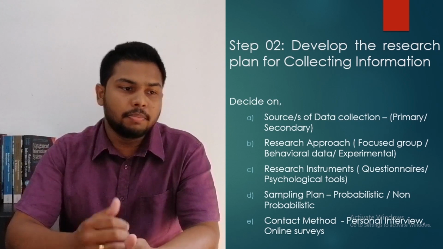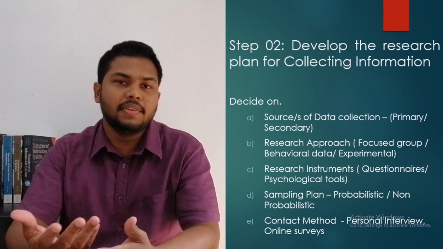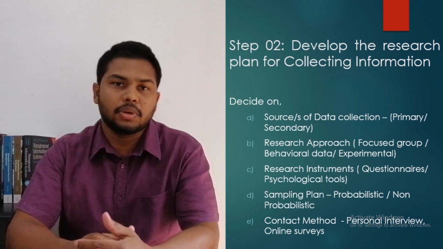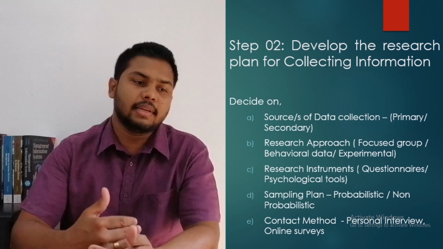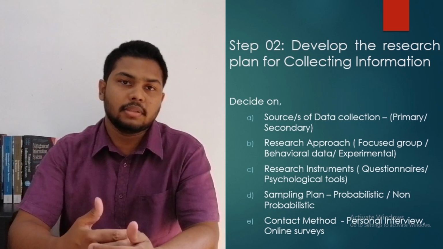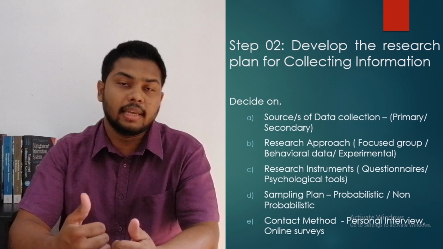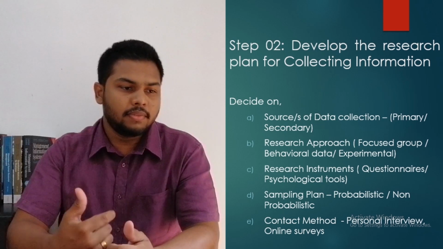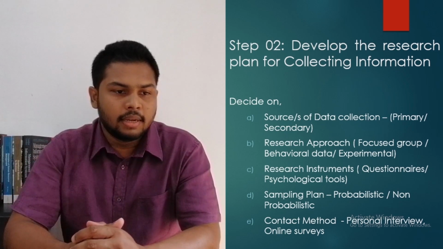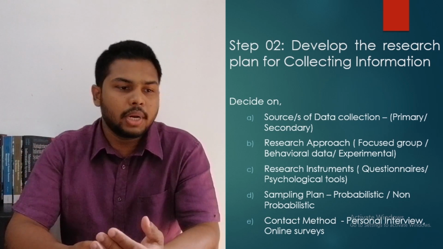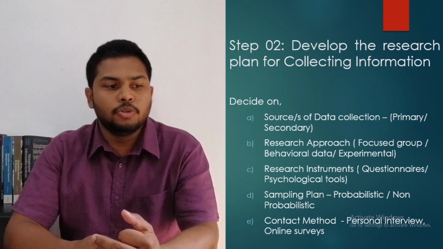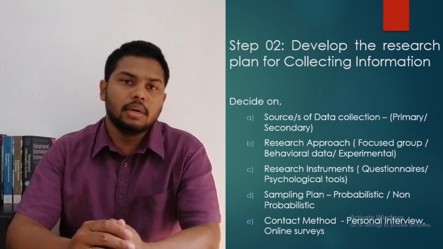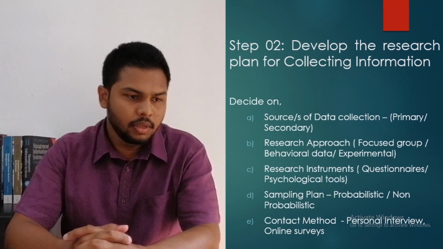So basically, with the sensitivity and the seriousness of the information that you are going to search, you must understand, or be able to analyze and see, what the sources are which suit your requirement. Second one is research approach, right? It can be focus group, behavioral data, and experimental. You must understand what sort of research approach you're trying to implement in your research.